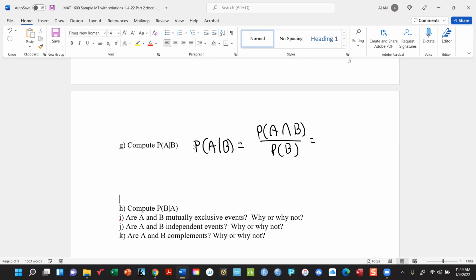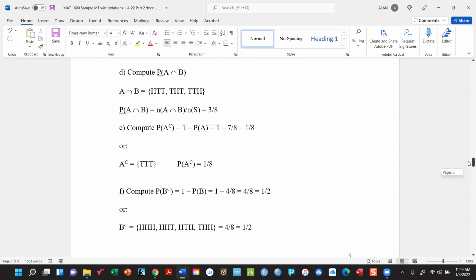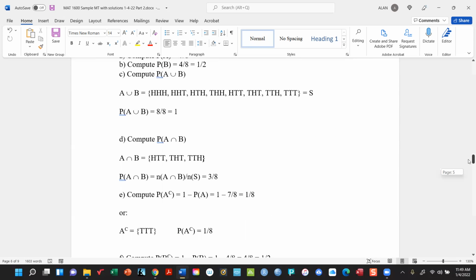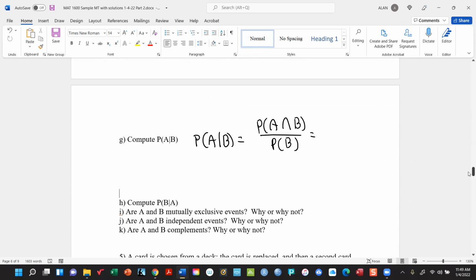Now, we earlier calculated the probability of A intersect B just a few minutes ago, and we discovered that it was 3/8. And we earlier determined that the probability of B was 4/8, so there's some cancellation going on here. And so this probability is just simply 3/4 or 0.75. And it's that simple.